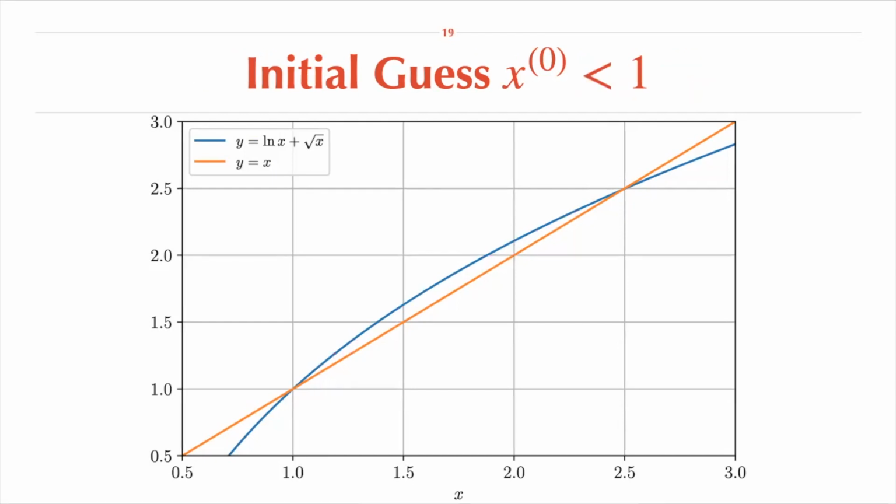Okay. Now you may take the next guess to be less than 1. Let's see what happens now. It is now diverging away. It is moving away from the root.